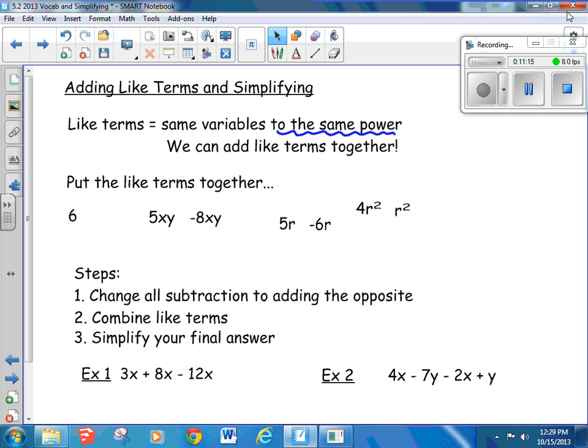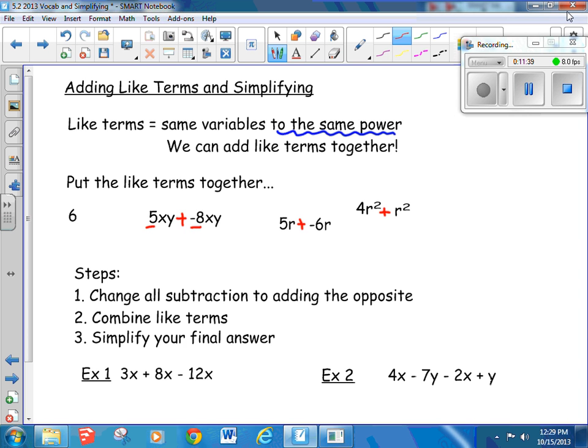Constant. Good. We don't have another constant to put with it. All right. So if they're like terms, we can combine them. This xy is really just some unknown number. It's like some unknown unit. Here we have 5 xy's, and here we have negative 8 xy's.